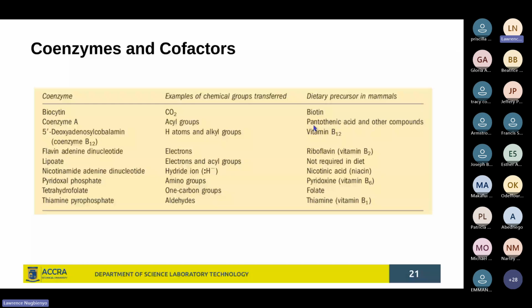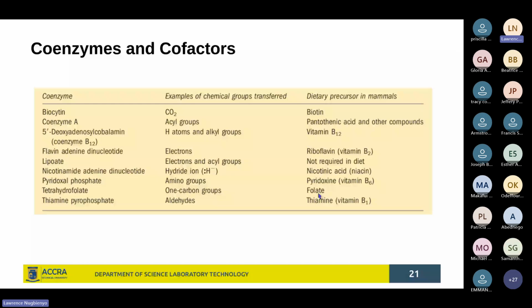We will look at biotin, which is the precursor to this coenzyme biocytin. We'll look at the structure of it and how it carries carboxyl groups from one molecule to the other. We'll see, for instance, I think folate as a tetrahydrofolate.